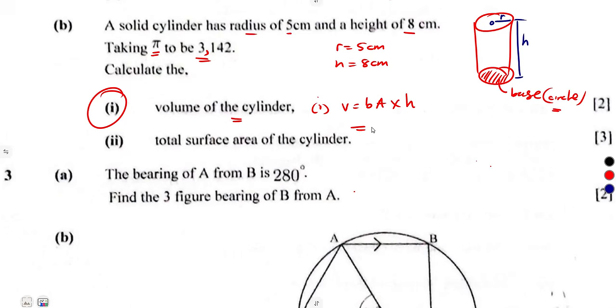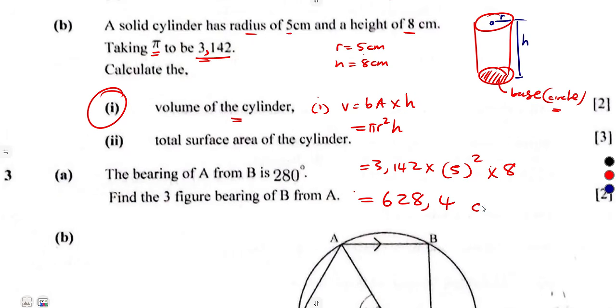So area of a circle is what? Pi r squared times height. So that's pi r squared h. This is the volume of a cylinder. Pi is what? 3.14 times the radius squared. Our radius is 5. You square it. 5 times 5 times the height of 8. Use your calculator. This is paper 2. That was going to give us the volume of 628.4, volume in cubic units. All right, so that was it for the volume.